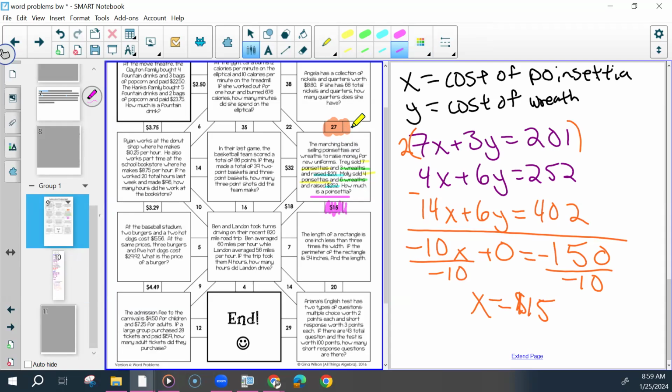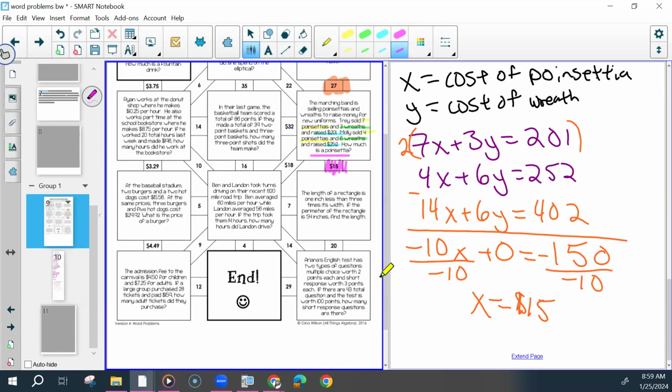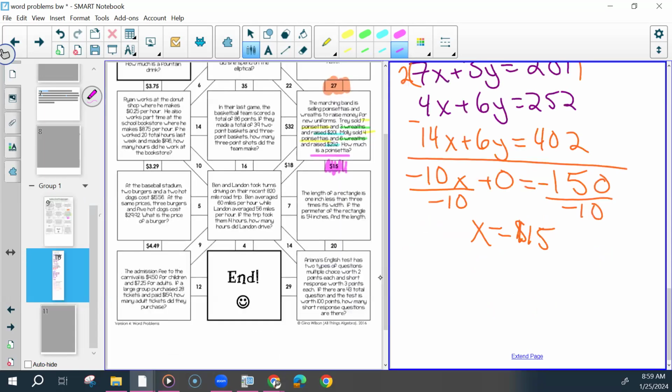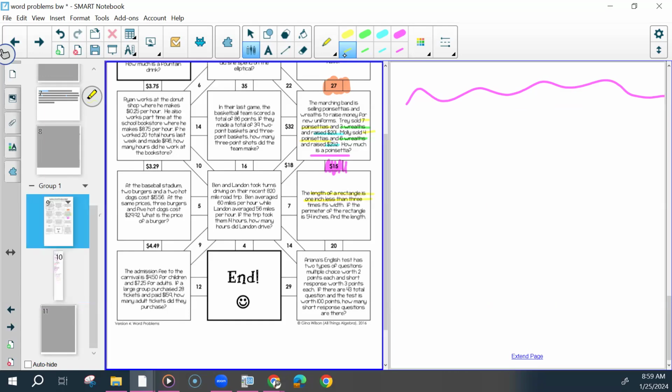Okay, so then this next problem on the length will be familiar. We've seen it before, but when we were doing it previously, we didn't call it systems of equations. The length of a rectangle is 1 inch less than 3 times its width. If the perimeter of the rectangle is 54 inches, find the length. What's important here? That whole sentence.